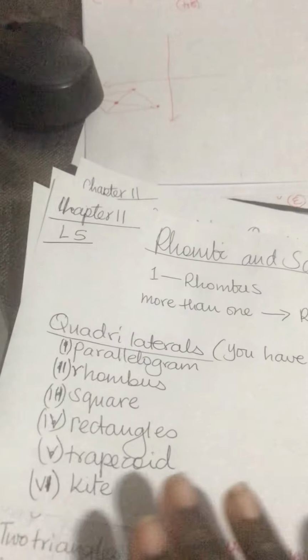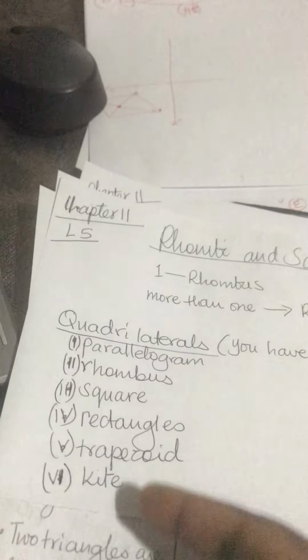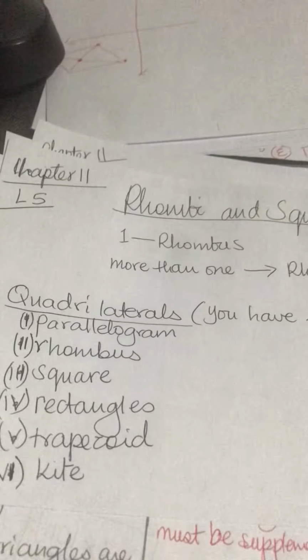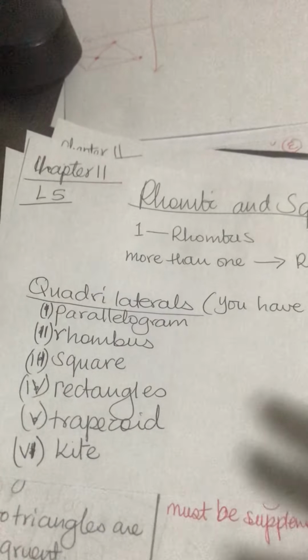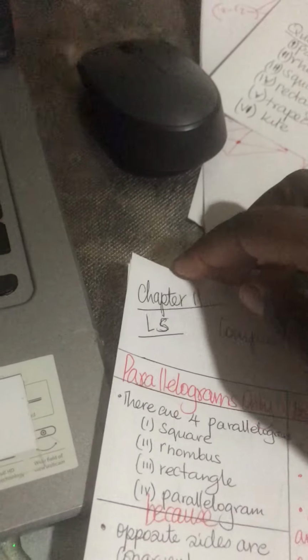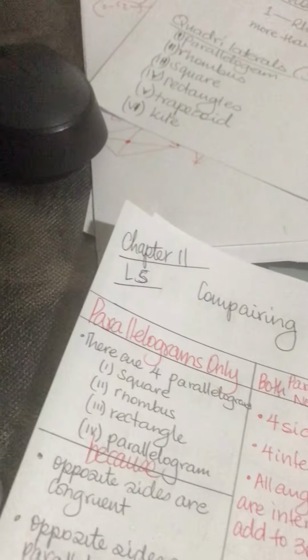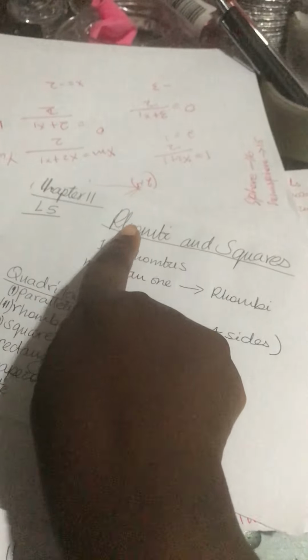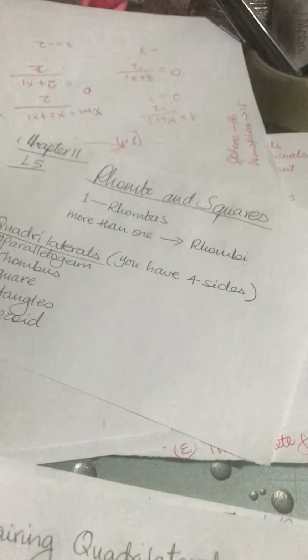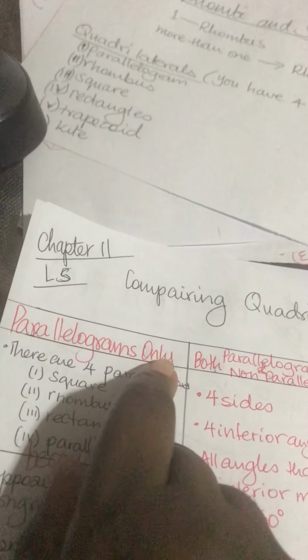So, I started by explaining what quadrilaterals are. They have 4 sides. And how many quadrilaterals do we know? 6 of them: parallelogram, rhombus, square, rectangle, trapezoid, and kite. Now, I wanted us to compare quadrilaterals so that you can understand the relationship between rhombi and squares.